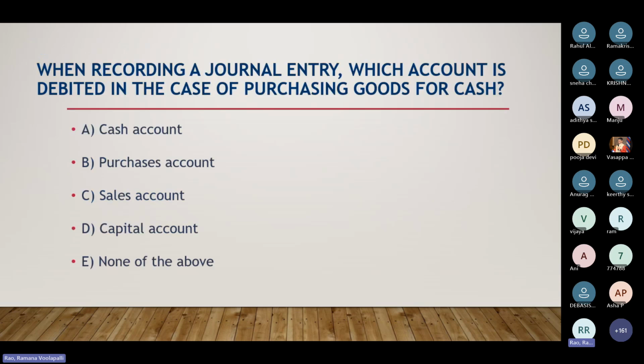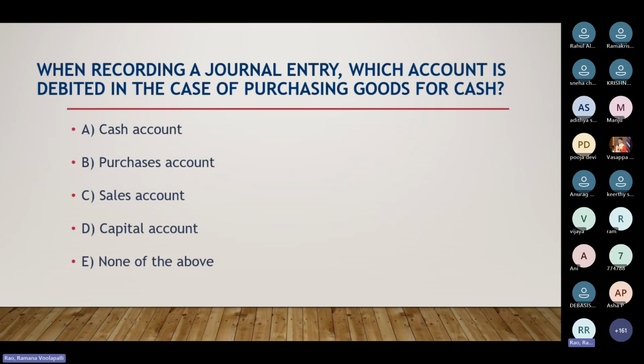Yes, great, great. When recording a journal entry, which account is debited in case of purchasing goods for cash? Again, I told, for purchase entry, which account will be debited? Purchase account debited. Yes, which account will be credited? Cash account. Purchase account debited to cash account. Okay. Diksha madam, you are giving A answer. A is credit. Okay. Cash will go out.